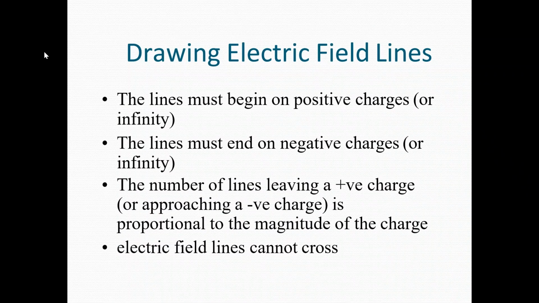Drawing electric field lines: the lines must begin on a positive charge or infinity. The lines must end on a negative charge or infinity. The number of lines leaving a positive charge or arriving at a negative charge is proportional to the magnitude of the charge. Electric field lines cannot cross.